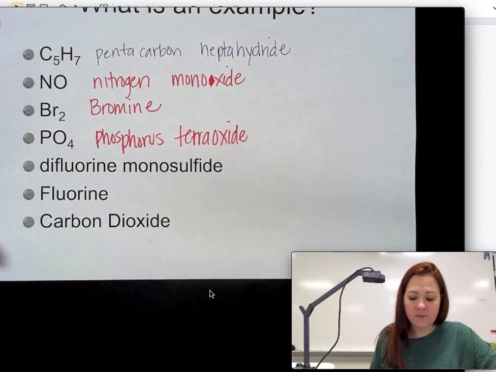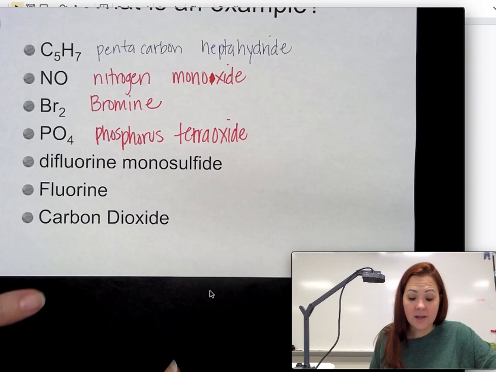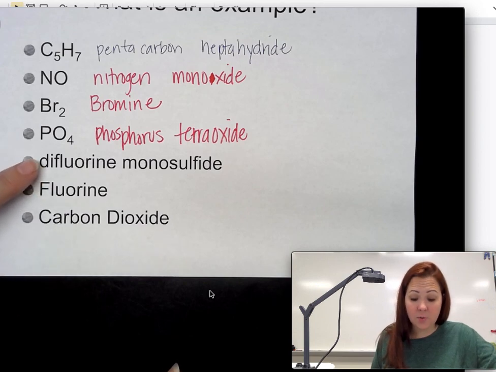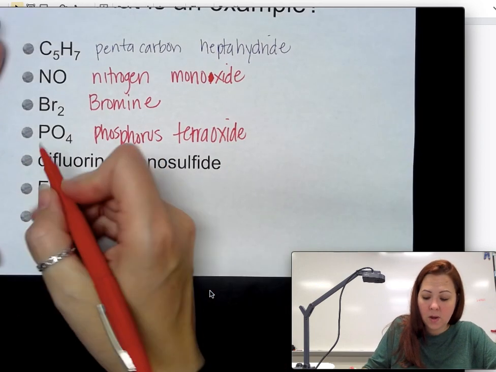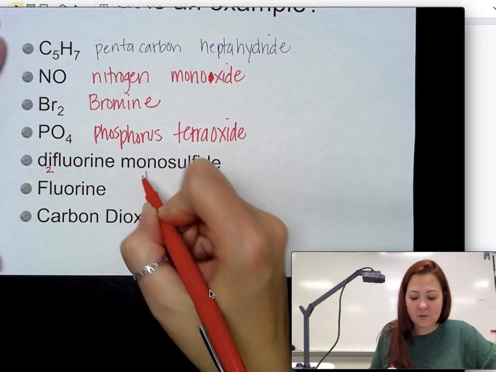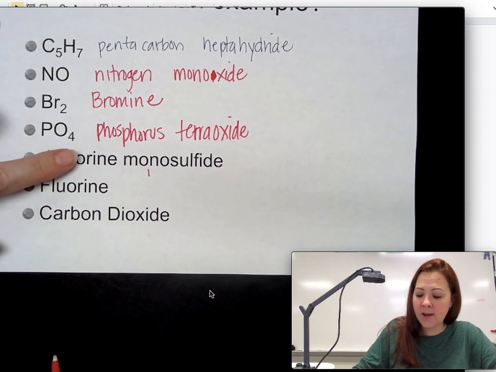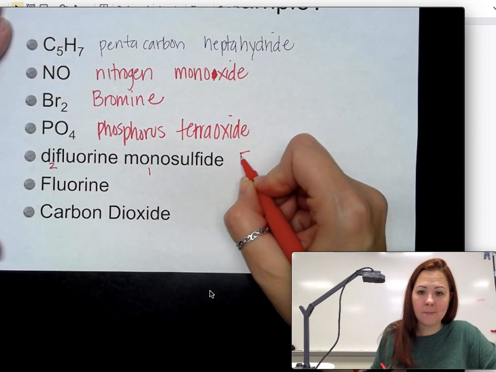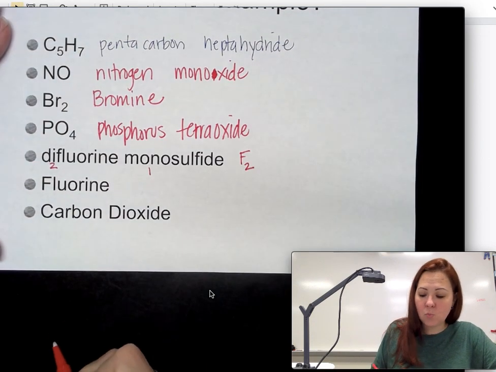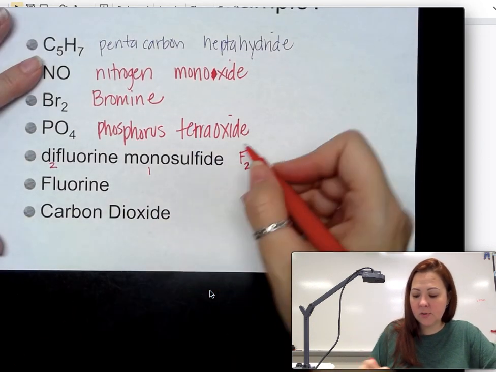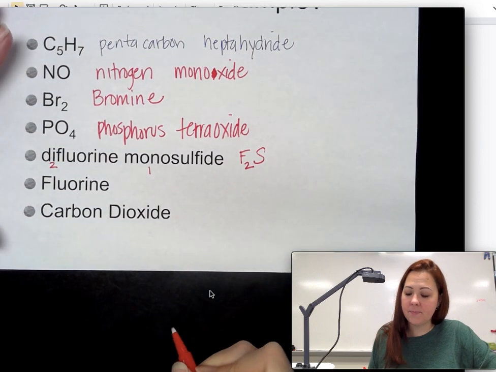Now the next one I give you the name, so we need the formula. Again, these just say how many are present. So di means 2, mono means 1. So I have 2 fluorine, and how we write that is F2. Mono is 1, sulfide is sulfur, so F2S.